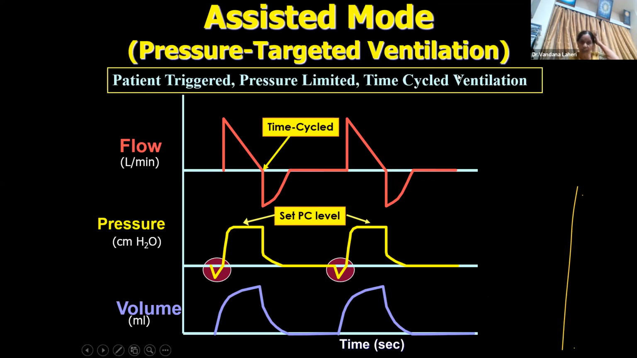This is again a pressure targeted ventilation, but can you see here the patient is triggering? Set PC level, pressures are constant, flow is decelerating. It is again time cycled, because in pressure control mode I have set the inspiratory time. So the flow falls to almost 0 by the time I have set, at the pressures I have set. Okay, so this is what a time cycled mode is. Patient triggered, pressure limited, and time cycled ventilation.